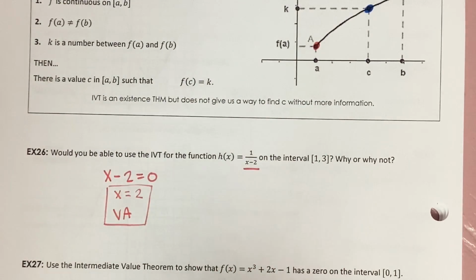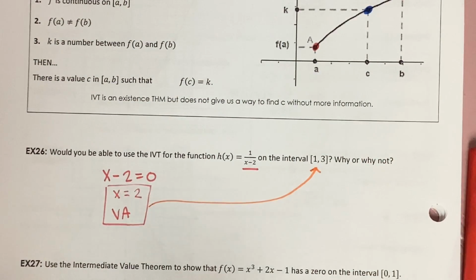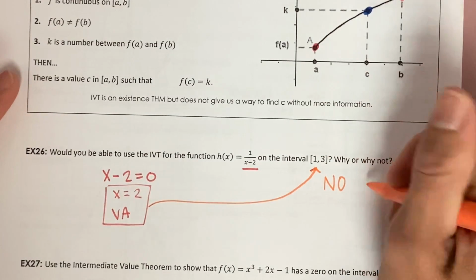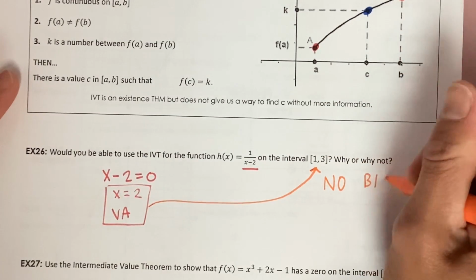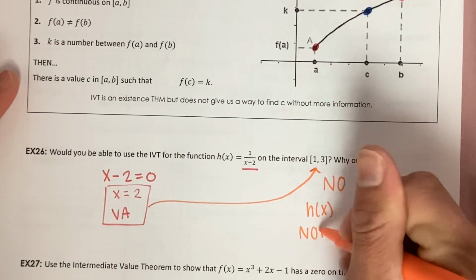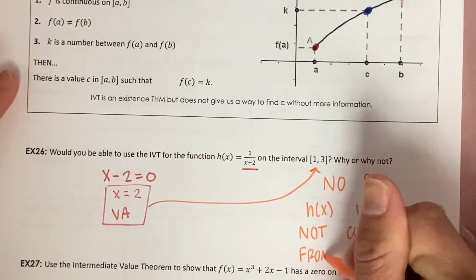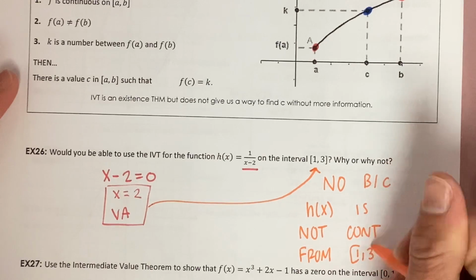Now, is that point in my interval? Is 2 between 1 and 3? Yes. So is this graph continuous on my interval from 1 to 3? No. So will IVT work? No. So we're going to say no, because h of x is not continuous from 1 to 3.